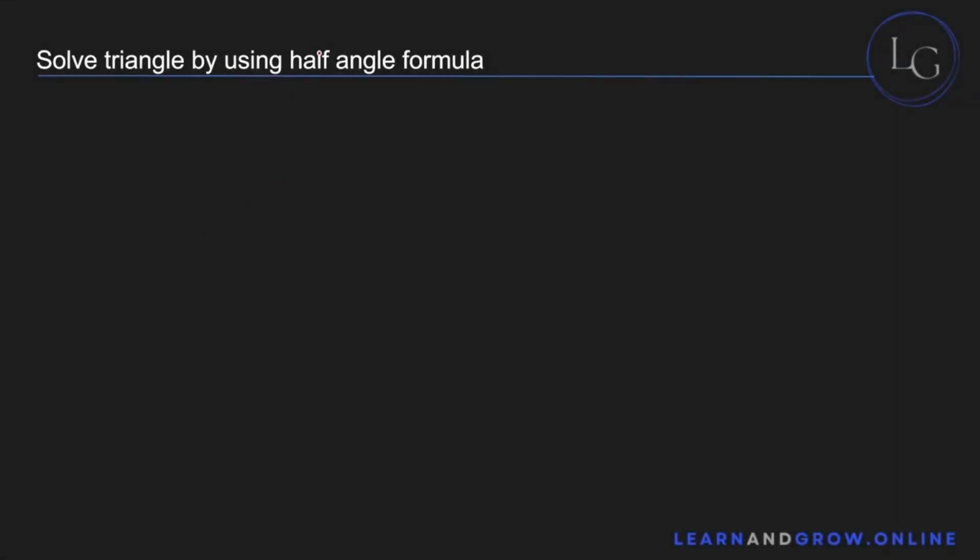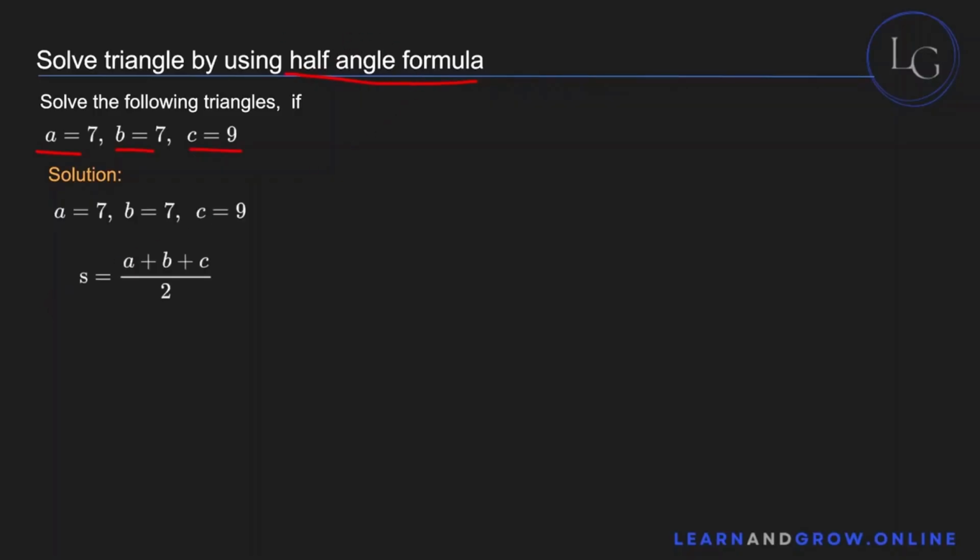Now let's solve a triangle by using the half angle formula. So if you have three sides given to you and no angles, well, you can use the half angle formula for it. So here's the thing. The first thing you need to do whenever you're using the half angle formula is to find S. What is S? You just add up the three sides and divide them by 2, and that's S. Very simple so far. In this particular case, it's 11.5, right?